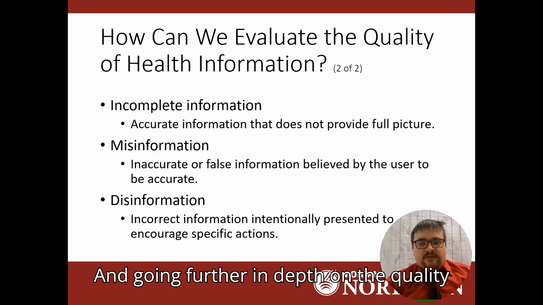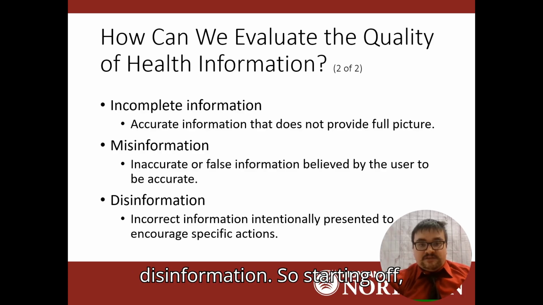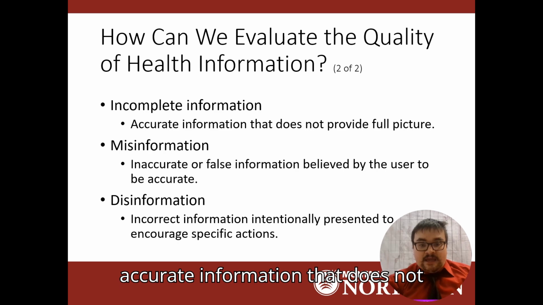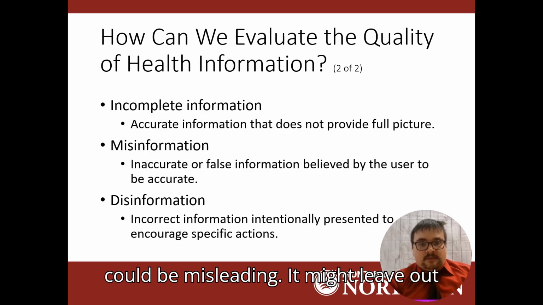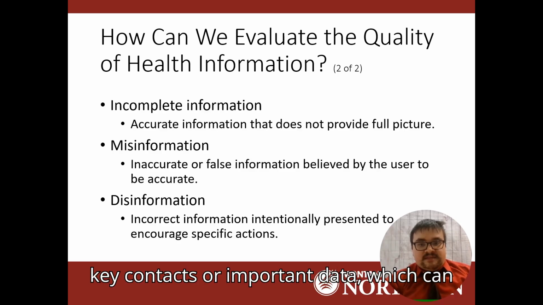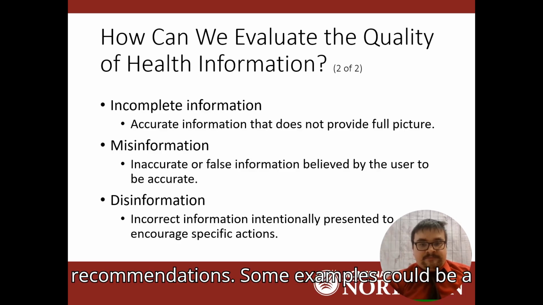And going further in depth on the quality of information, this is the part where we have to watch out for incomplete information, misinformation, or even disinformation. So starting off, what is incomplete information? Incomplete information is accurate information that does not provide the full picture, which therefore could be misleading. It might leave out key context or important data, which can lead to false conclusions or inaccurate recommendations.